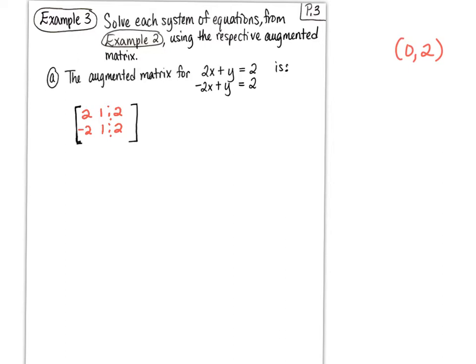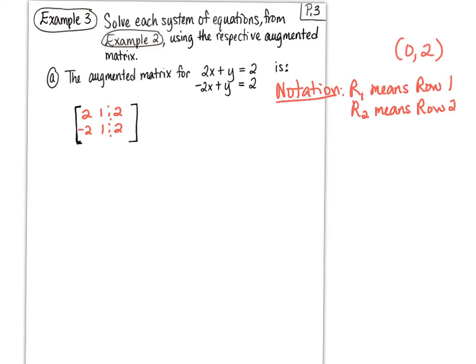Let me explain some notation to you. R1 means row 1. R2 means row 2. And then what we can do, we can add rows, we can multiply a row by a number or constant, and then we can add rows, subtract rows if we want.